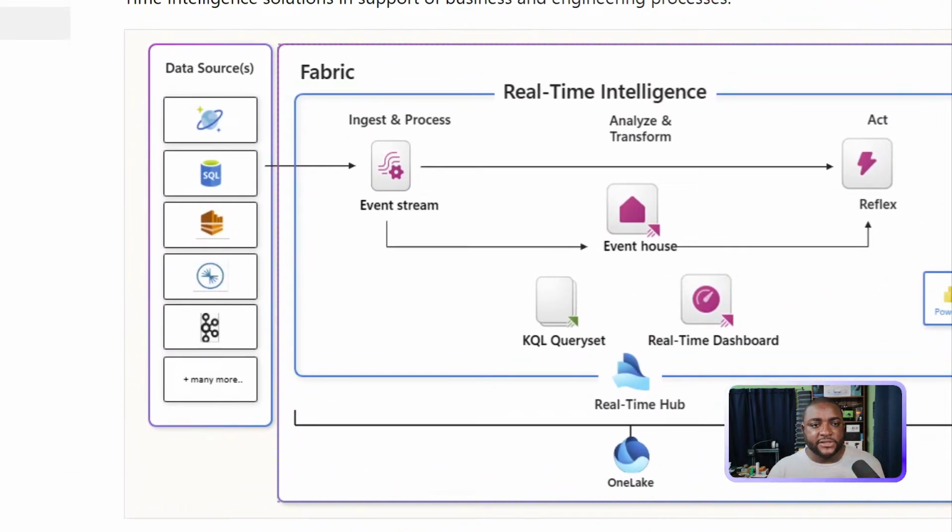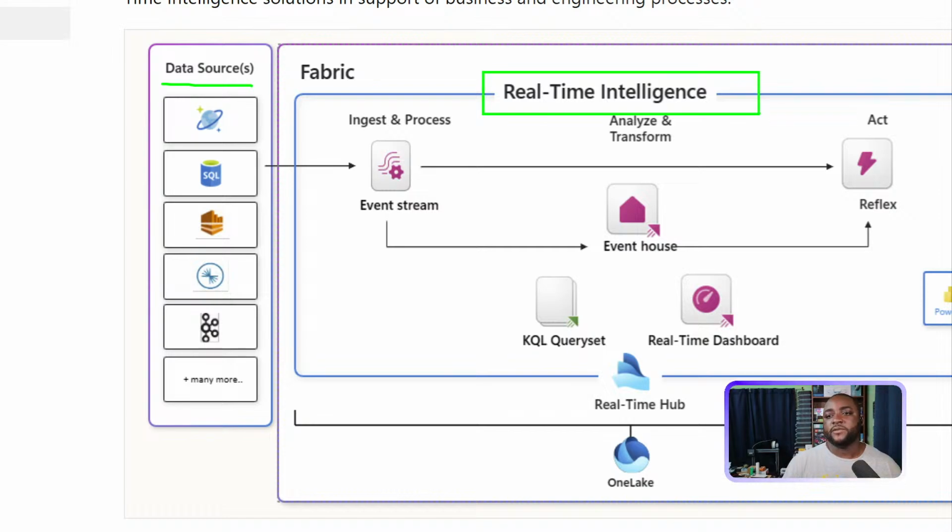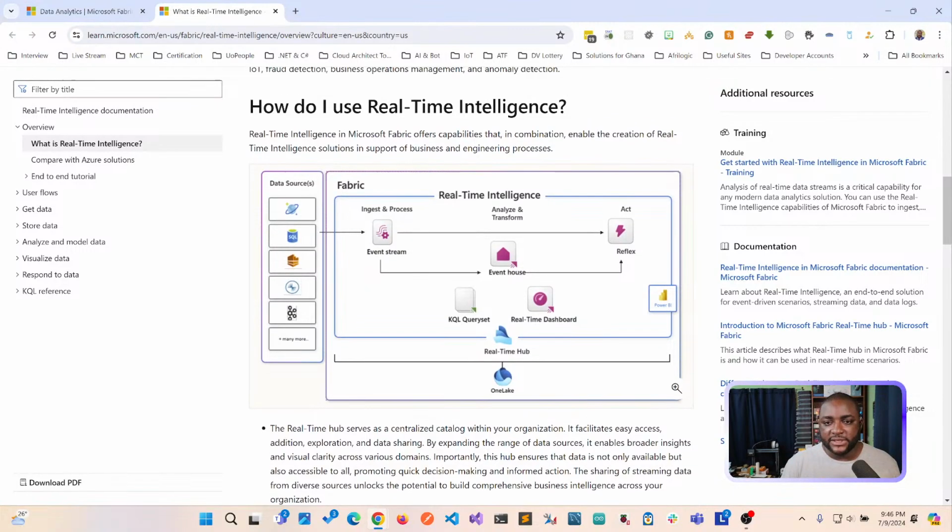So our data is going to be coming in as part of the data source, and then we can do all the real-time intelligence stuff we want to do. You want to ingest and process with event streams, analyze and run KQL queries on it, build real-time dashboards and all that. We can do that using this approach.